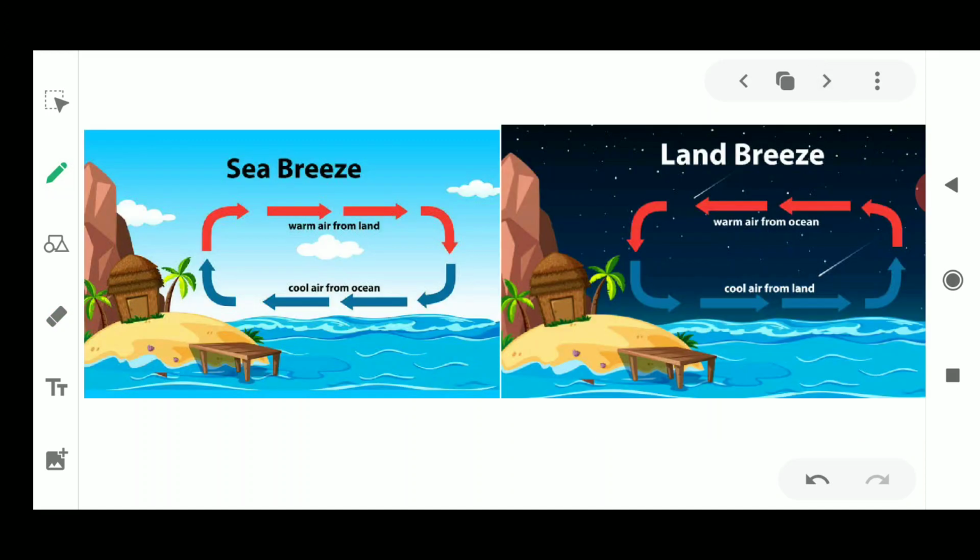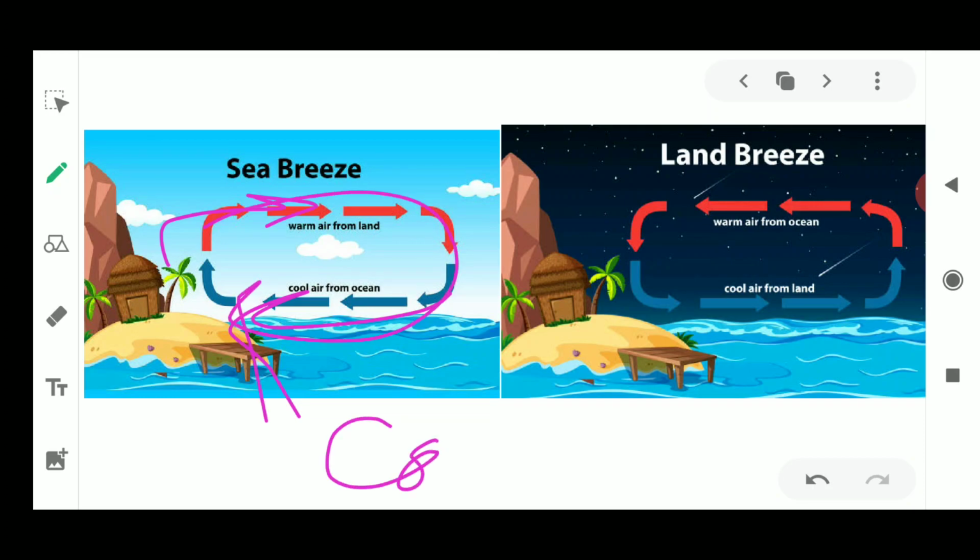See, you could see one more diagram which is much more clear. In the daytime, what happens? The land becomes warmer, and from the land this warm air is moving upwards, and this is going to be filled with the cold air which is coming from the sea. So this circulation goes on. There is a continuous circulation of the air which is taking place.